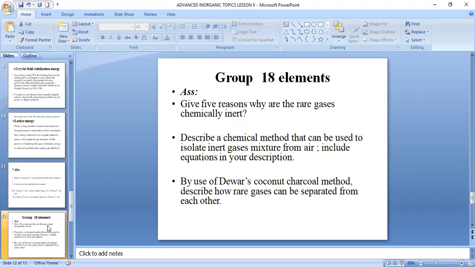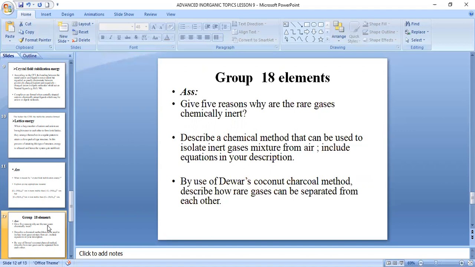The last topic is group 18, or the zero group elements. The assignment I can give under this topic is: number 1, give 5 reasons why the noble gases are chemically inert. Number 2, describe a chemical method that can be used to isolate inert gas mixtures from air. Include the equations in your description.